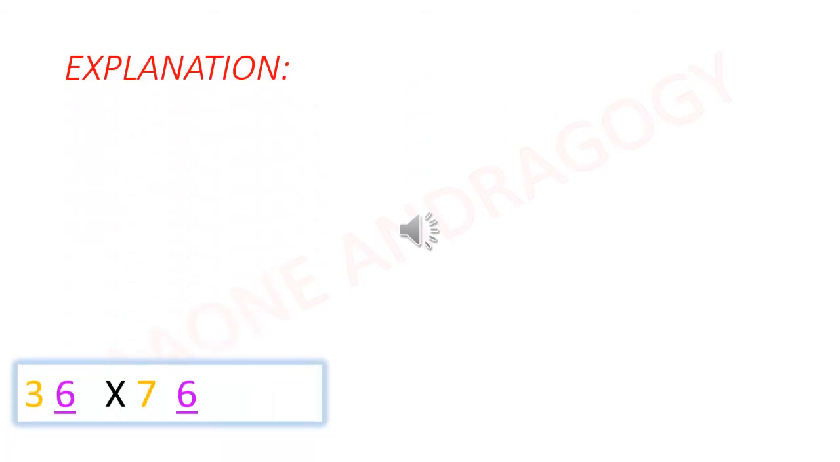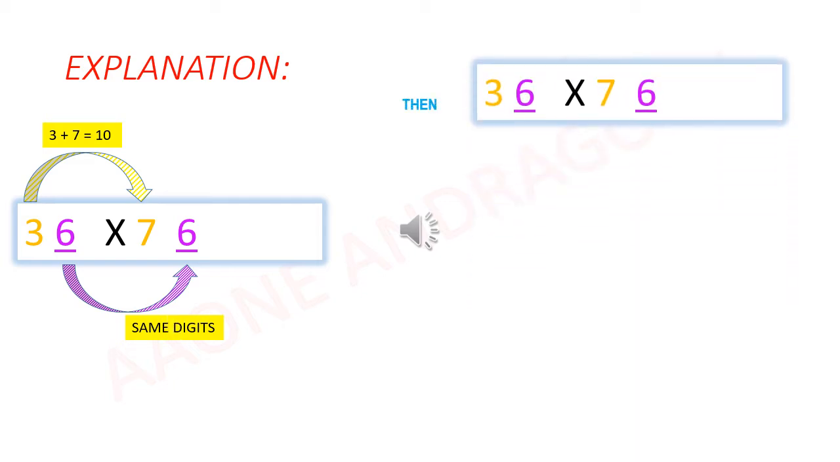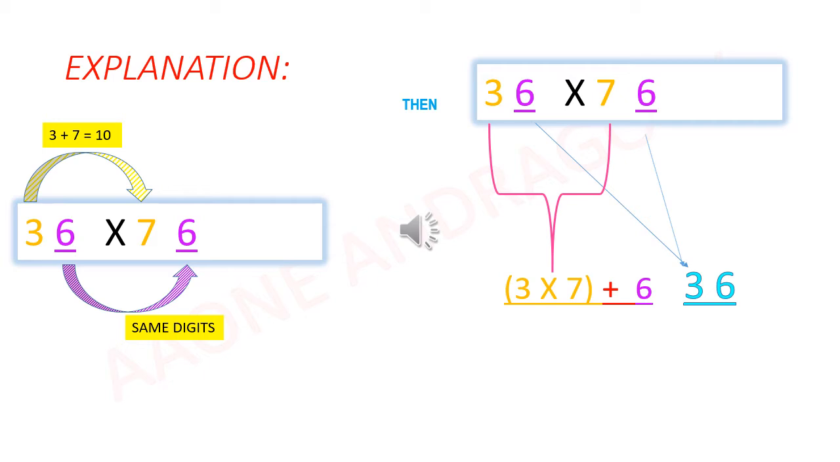Now the detailed explanation. Given the number 36 into 76, which satisfies both the given conditions. Now analyzing the result: 36 into 76, the units digit is 6. So 6 square is simply 36. And what about the rest of the result, which is simply 3 into 7 plus 6, 6 always the unit digit. Add it up. Finally, the result is 3 into 7, 21 plus 6, 27 and 36. Finally, 2736.